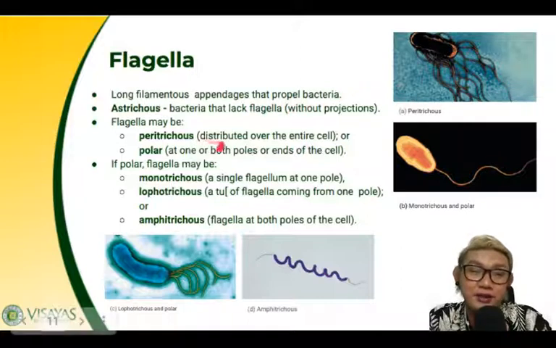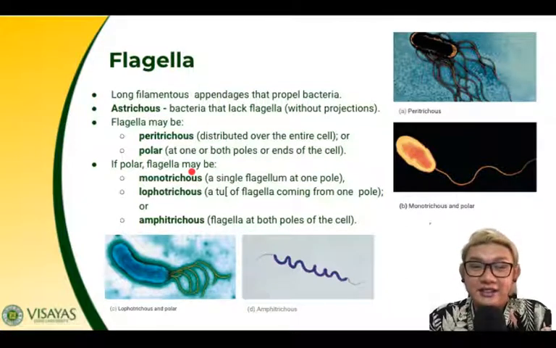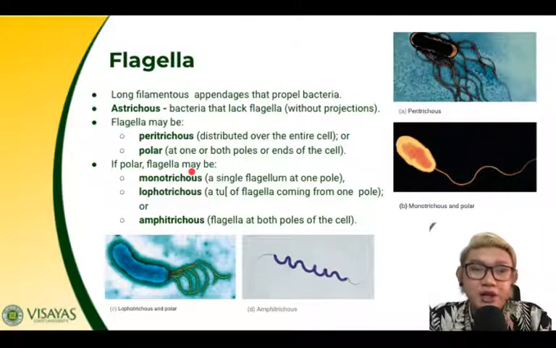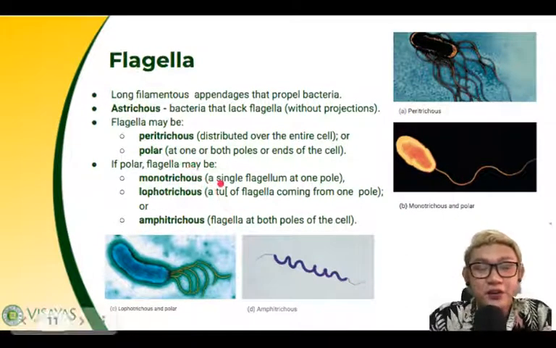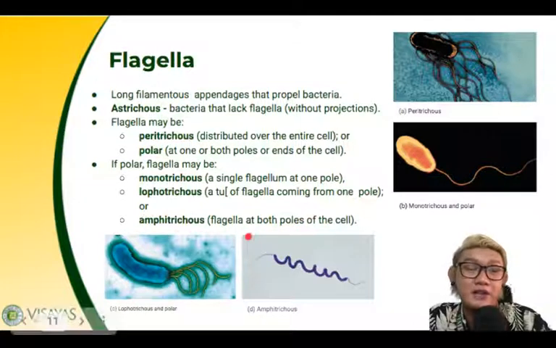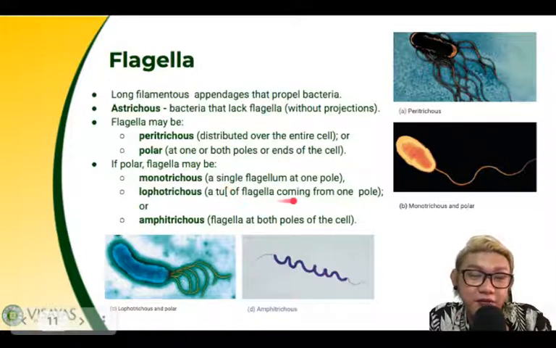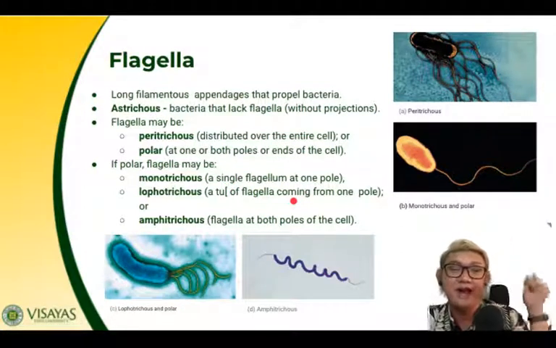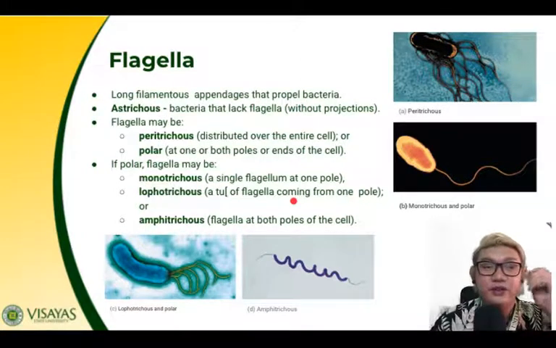While polar bacterial cells are those that have their flagella only at the opposite ends of the cell, or at the poles. Now, if they are polar, they may be monotrichous, lophotrichous, or amphitrichous. So, monotrichous are those cells with a single flagellum at one pole. Lophotrichous are those that contain a tuft, a tuft of flagella coming from one pole, or they could be amphitrichous, those that have flagella at both poles of the cell.